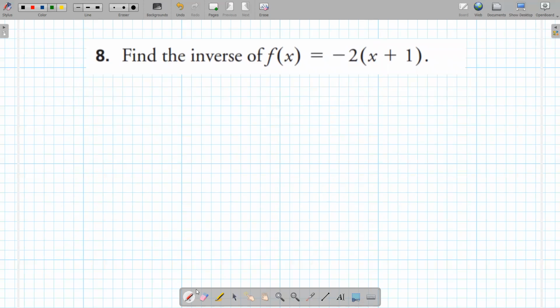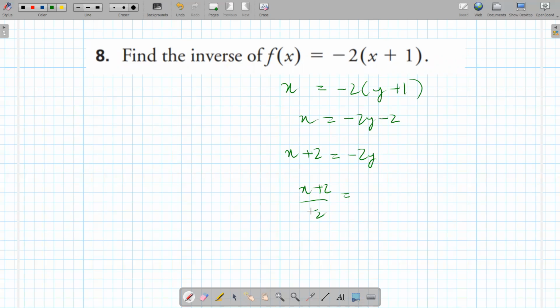So what I do is I just sub in x and y, and swap them. So it becomes x equals negative 2, y plus 1. All right, good. And what's the first step? So it becomes negative 2y plus minus 2. Then you add 2, you get rid of the subtraction, and then you divide by negative 2. And in the final step, you want to say that this y is f inverse of x, because they gave us f of x.